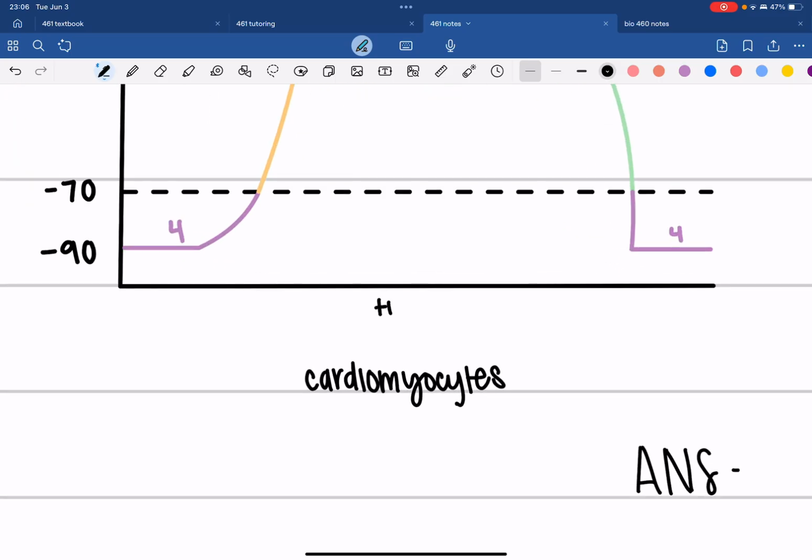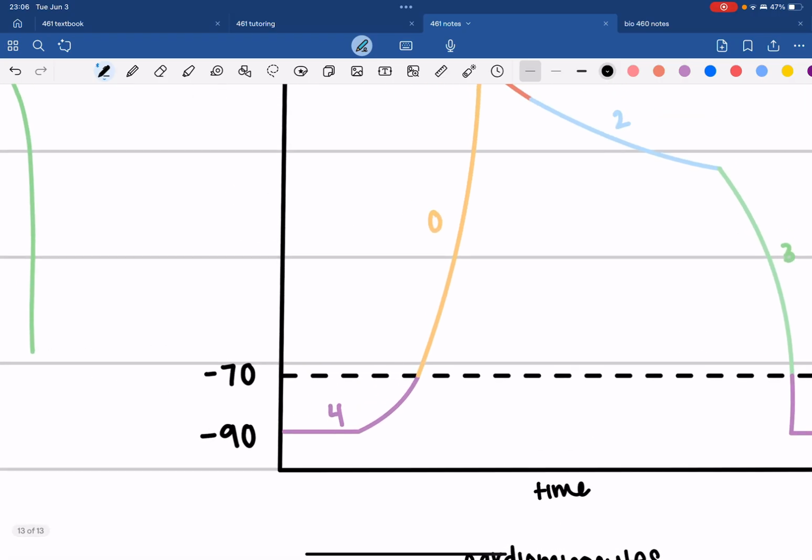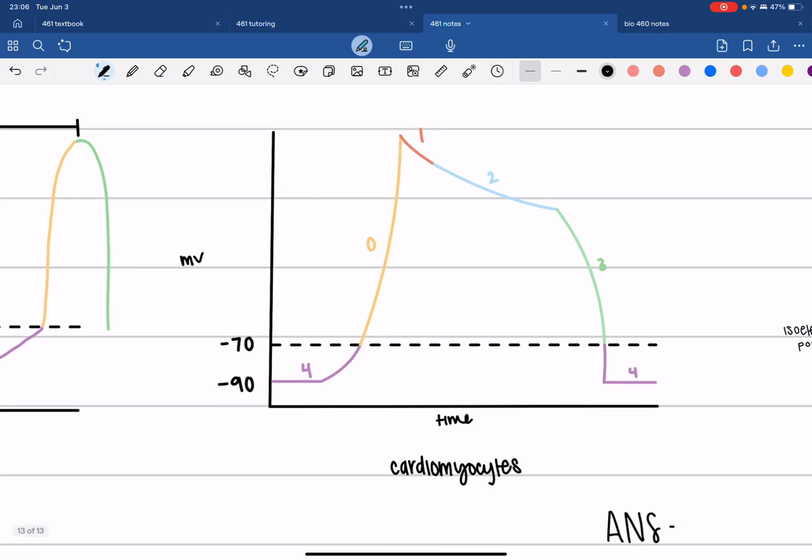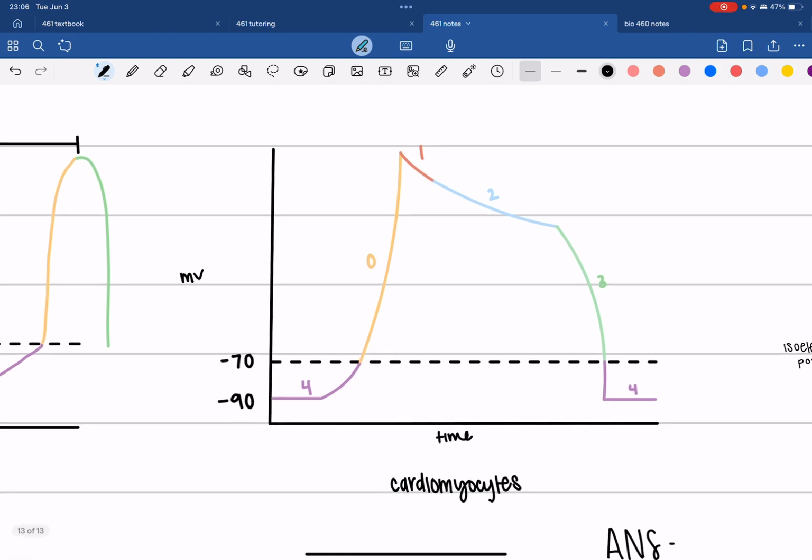We still have time and millivolts axes, but we have our resting membrane potential, which is represented as phase 4, and phase 0, which is our depolarization. Phase 1, which we're going to call rapid repolarization. Phase 2, which is going to be called our plateau phase. And then phase 3, which is going to be our repolarization. Some of these phases are very familiar, like our resting membrane potential, depolarization, and repolarization, but we're seeing some new phases here, like our rapid repolarization and our plateau phase. Those are new, right? We haven't seen those kinds of phases before.